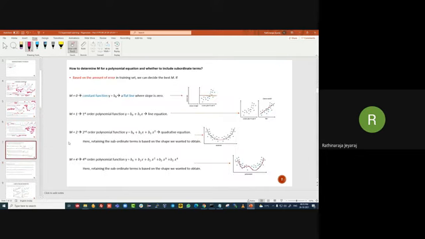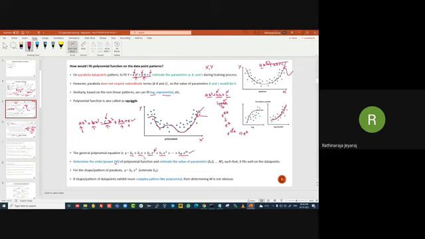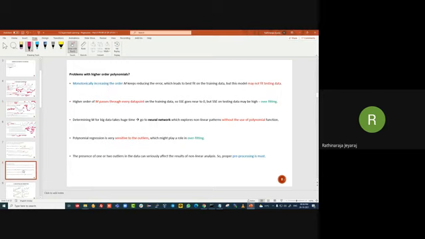Now, how to determine the value of m in a polynomial equation? You understood the general equation as you see here. If you say a polynomial equation, you can extend up to m order. The order of m can be anything. But based on the shape or pattern of data points that appear in the Cartesian plane, you have to decide the order of polynomial. Once you have decided the order of polynomial, you have to decide the number of terms in the equation.